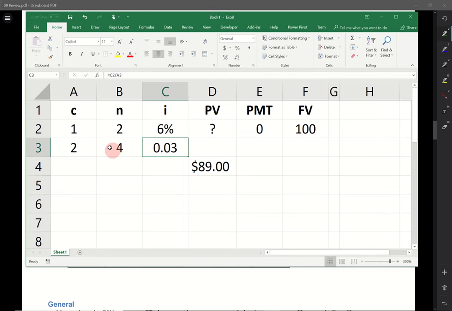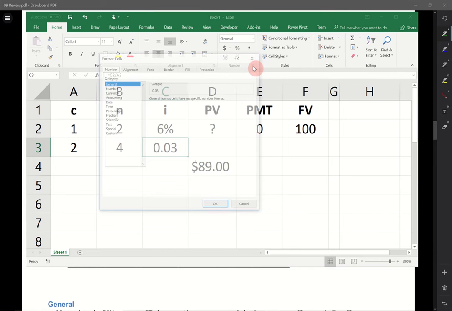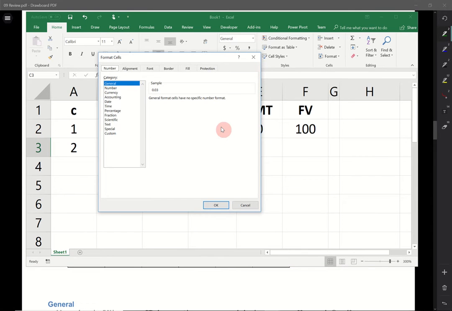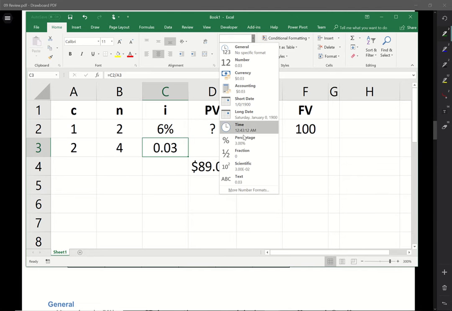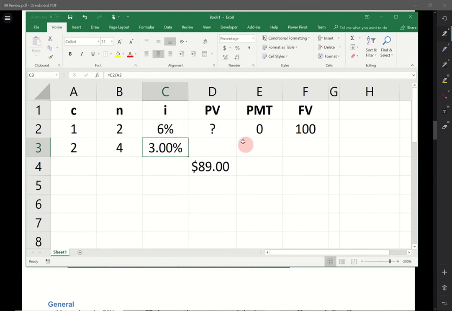Oh, and then if you wanted to change this to percent by using the mouse, there's this number format window. And so if you click on that, this gives you the format cells. A quick way to do it would be to, say, pull this down and switch to percentage, right? And then if that looks like it's too many decimal places, you can sort of manually just correct it.